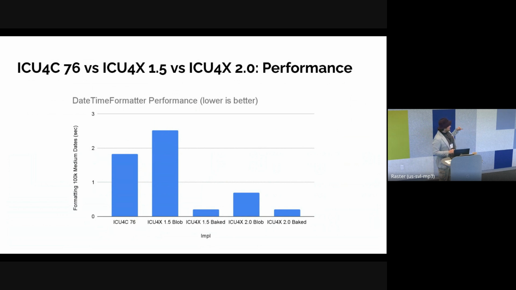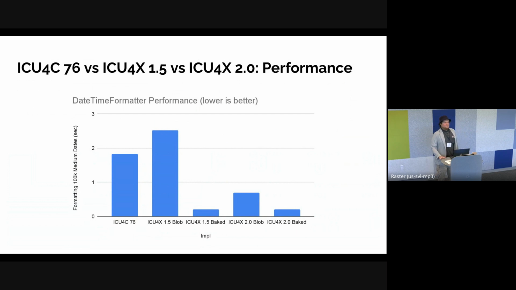So what I did was I made a datetime formatter. You saw earlier in the slides how you format a date with this calendar system in this locale. So I created a datetime formatter, set it up with some locales and some inputs, and took 100,000 dates and ran them through the formatter. The outputs are the same between all these different libraries. They all produce the same output. So now we can actually compare the performance characteristics here.